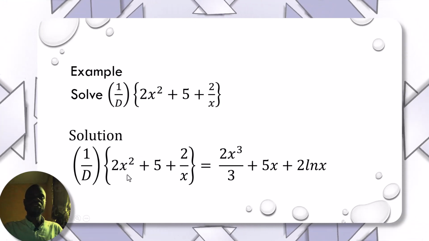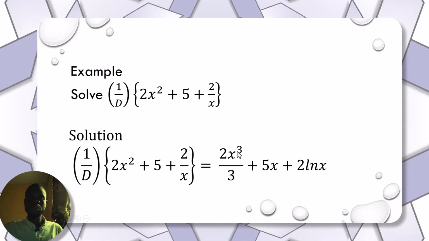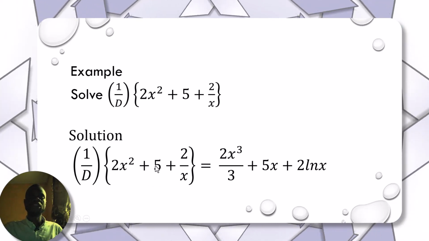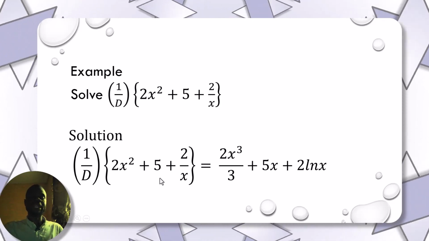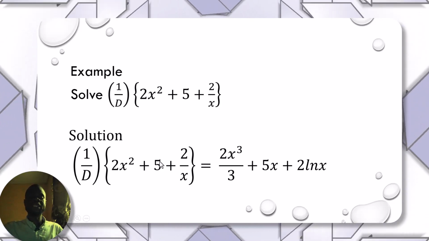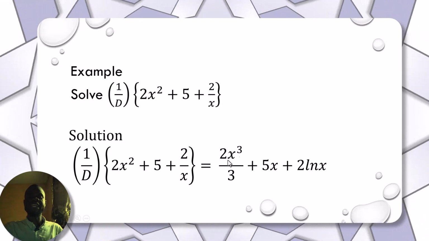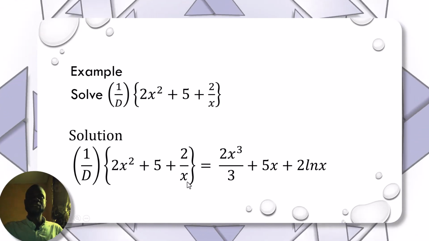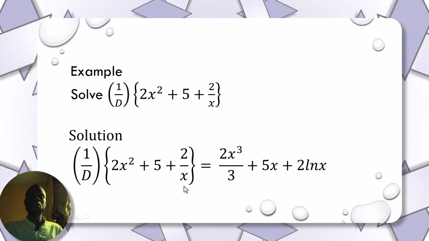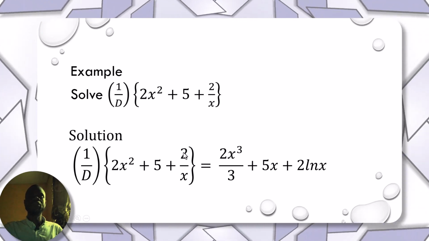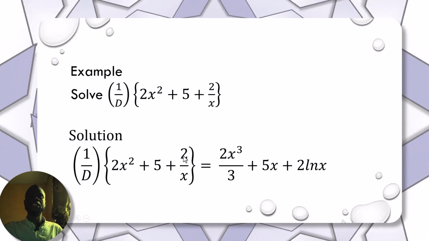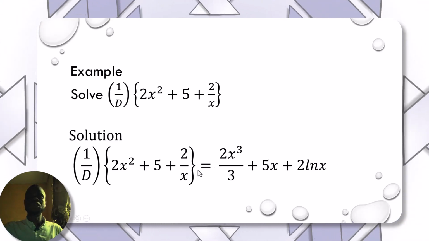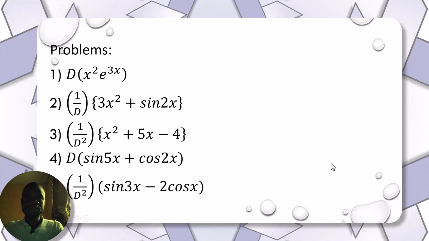So if I integrate this, 2x squared, then this has to increase to the power of 3, then divide by 3. So integrating this, I will have 2x cubed divided by 3, plus integrating a constant will also give me x multiplied by that constant. So if I integrate this, I will have 5x, then plus 2 all over x. Don't forget the integration of 1 all over x is ln x. So if I have 2 all over x, then I should have 2 ln x, which is this. So the integration of this gave me this.